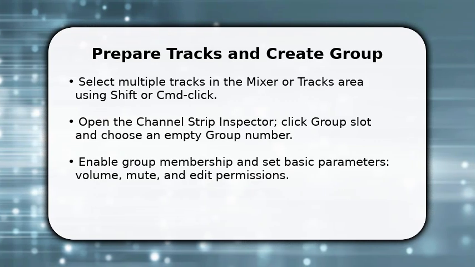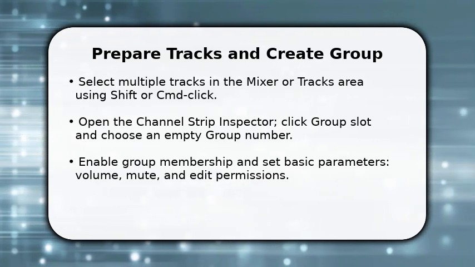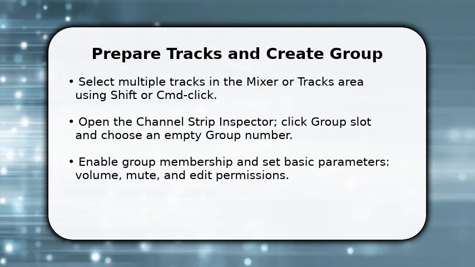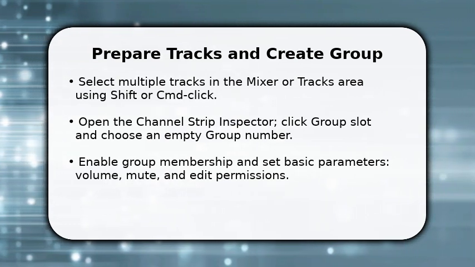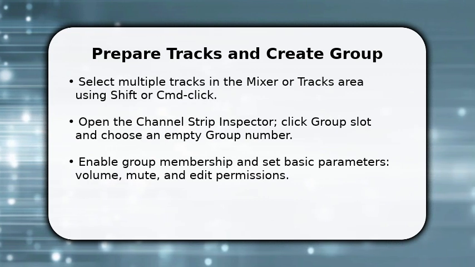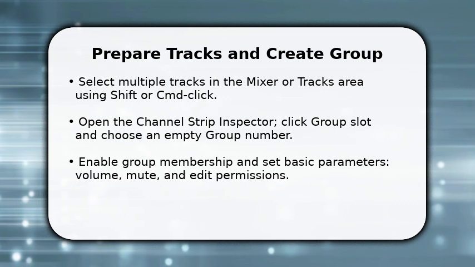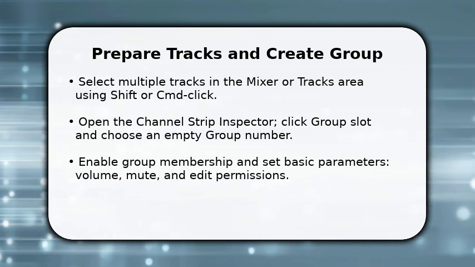You start by selecting the tracks you want to link in Logic Pro X. Pick them in the Mixer or Tracks area using Shift or Command-click. Once selected, open the Channel Strip Inspector and click a group slot to assign an empty group number. Make sure you name the group and enable membership for each channel.